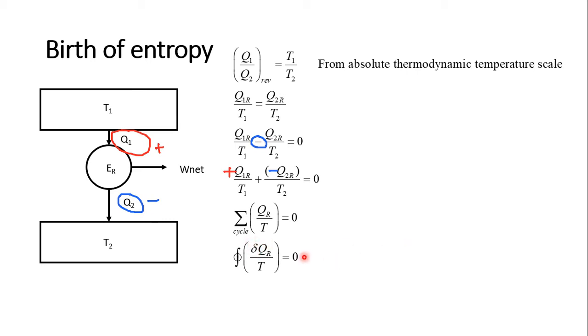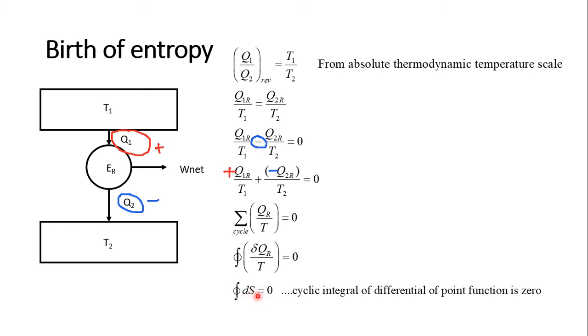Now, what is this? If you recapitulate module number 1, what we had studied, cyclic integral of a property is 0. So basically, if you see delta QR, this is not a property. This is a path function. But when you divide it by T and take the cyclic integral, now if you see it becomes a property. So you can replace this delta QR by T by some other term. Let that term be s. So what I am doing, cyclic integral of ds is equal to 0.